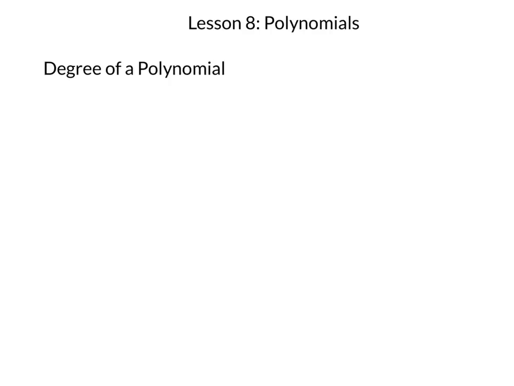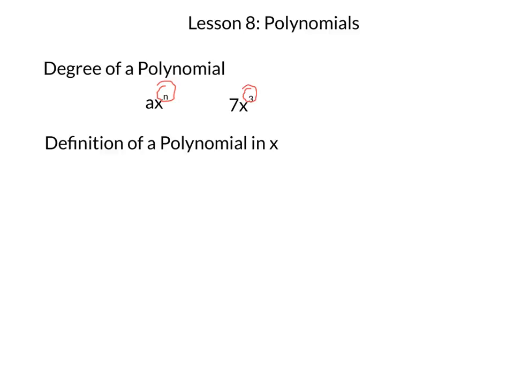So let's start by talking about the degree of a polynomial. If we had a very simple polynomial, ax to the n, the degree of the polynomial would simply be the exponent n. So in this case, the degree is n. Or if I had something like 7x to the third, the degree in this case would again be 3. Okay? So that's the degree of a polynomial.